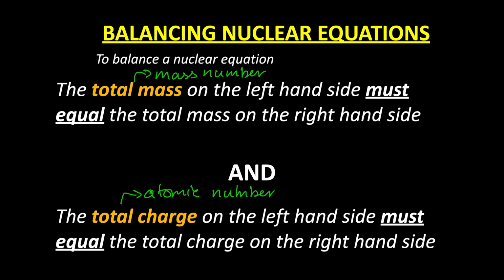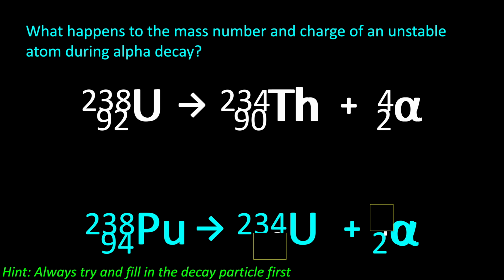Let's take a look at a few more equations. On the top, we have the alpha decay equation we looked at before, where a uranium nucleus decays into a thorium nucleus and an alpha particle. Try the one on the bottom. Pause the video and have a go.